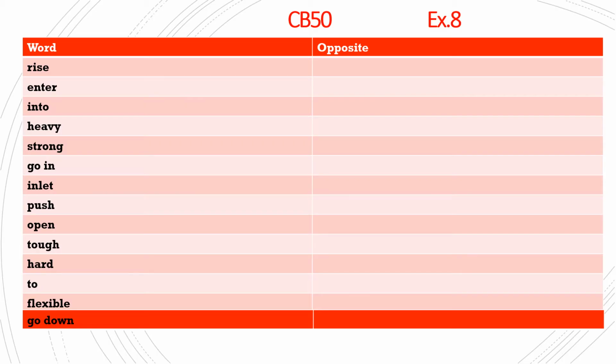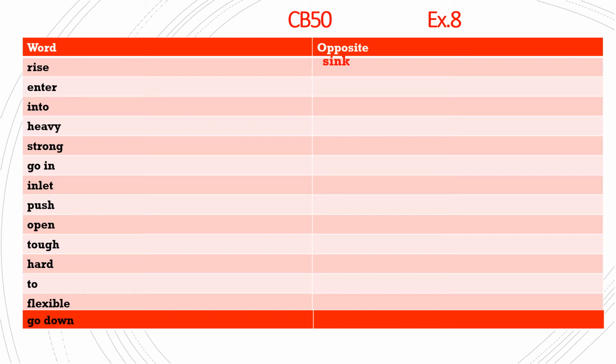Now let's move to exercise 8. On the left we have a group of words and we need to write the opposite of these words. Let's do the first one as an example. Rise, what is the opposite of rise? It's sink. Okay, so please take like 4 minutes, try to answer the rest and come back later to check the answers.